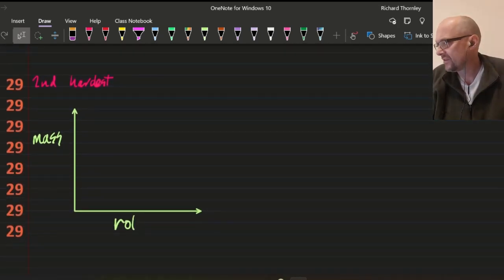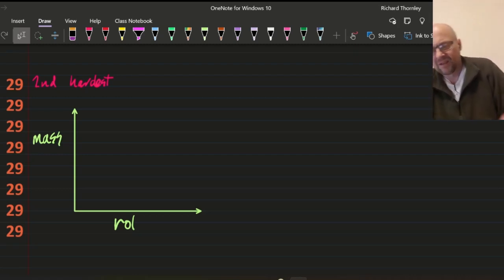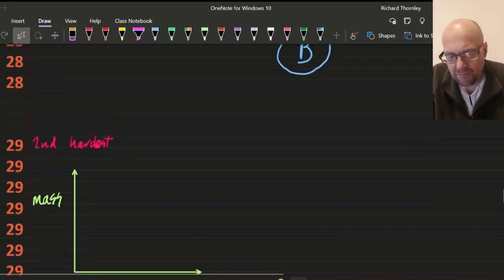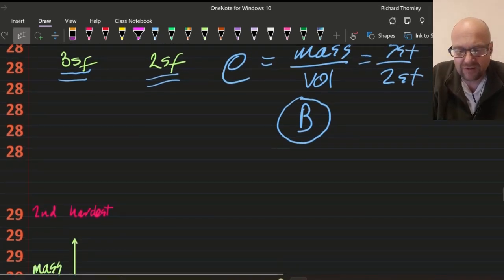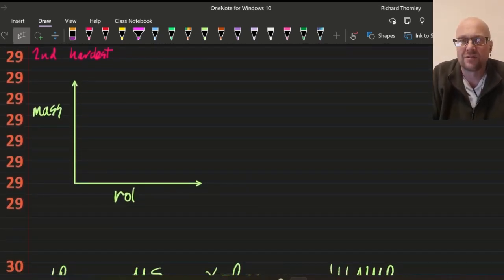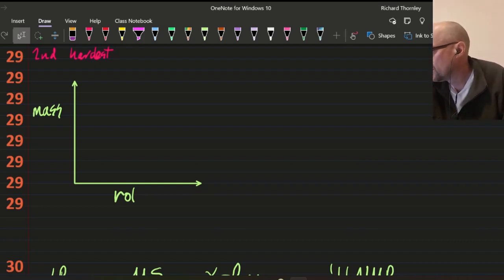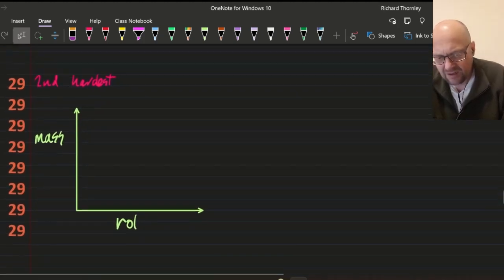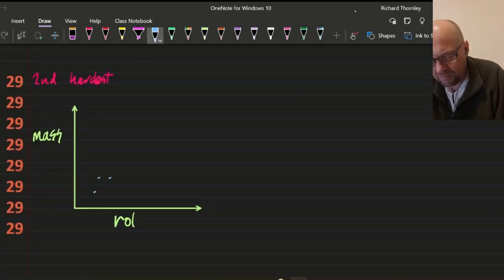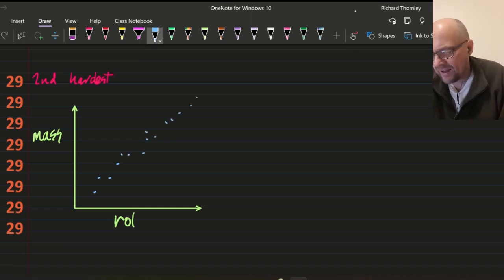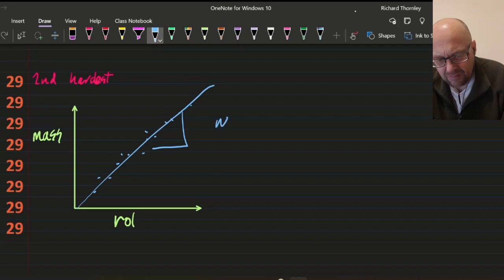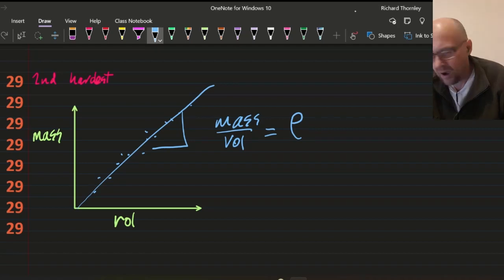29, second hardest. So the IB apologised for this, because if you tried to map the data from 28 onto 29, people got confused. They're independent questions. And they don't overlap at all. So if I collect the data for mass and volume for silicon, well, the bigger it is, the more massive it is. So imagine my data is going to look like that. So that's my slope here. So slope is going to be mass over volume, rise over run, which is indeed density. So yes, 1 is correct.